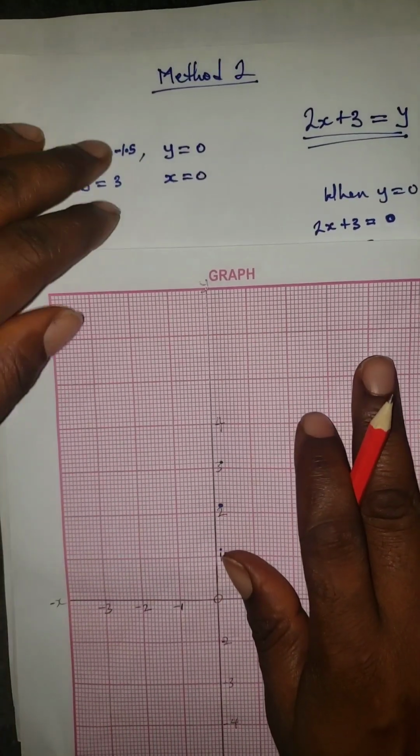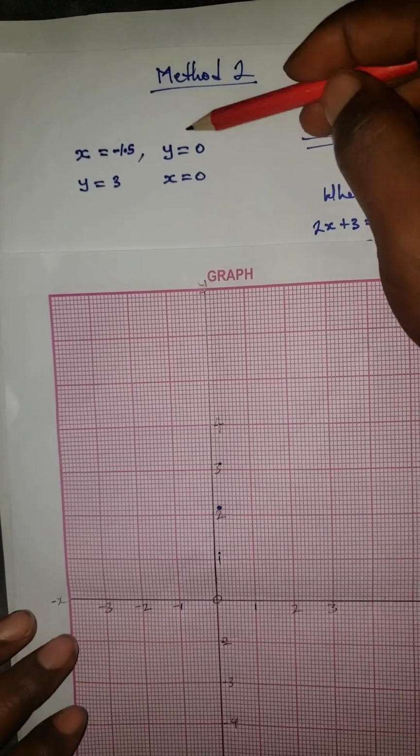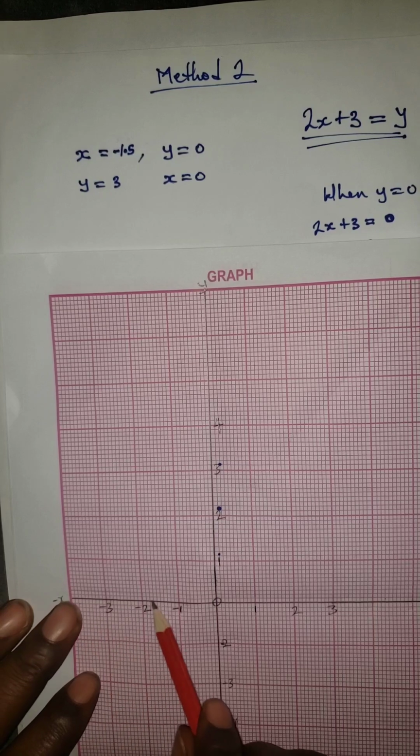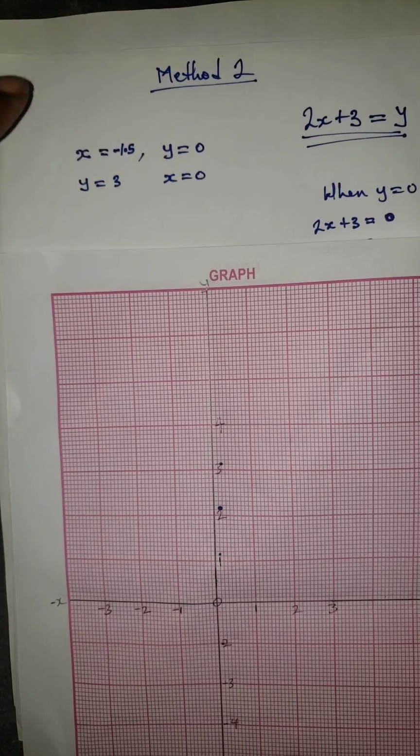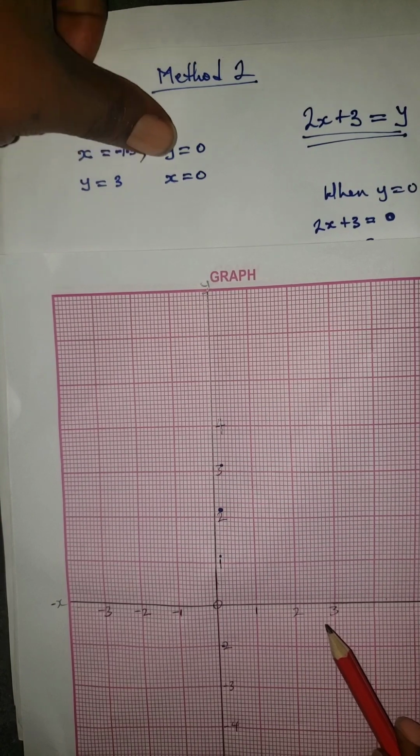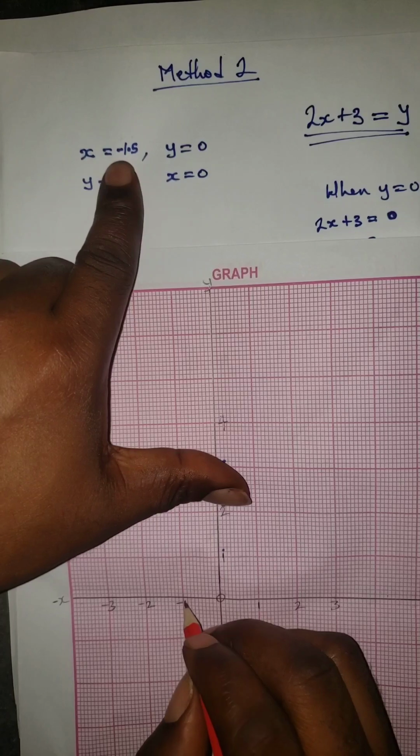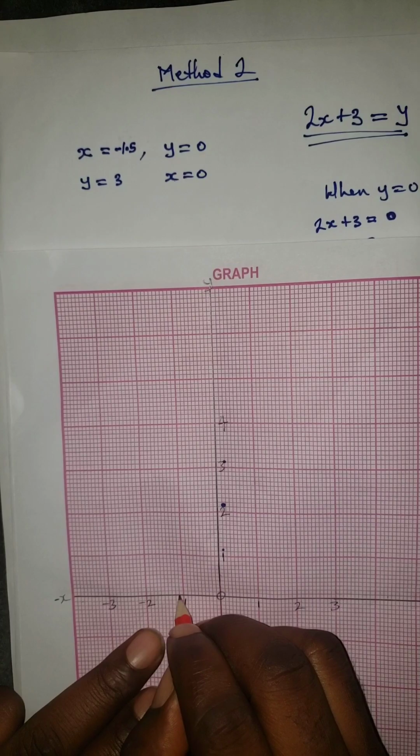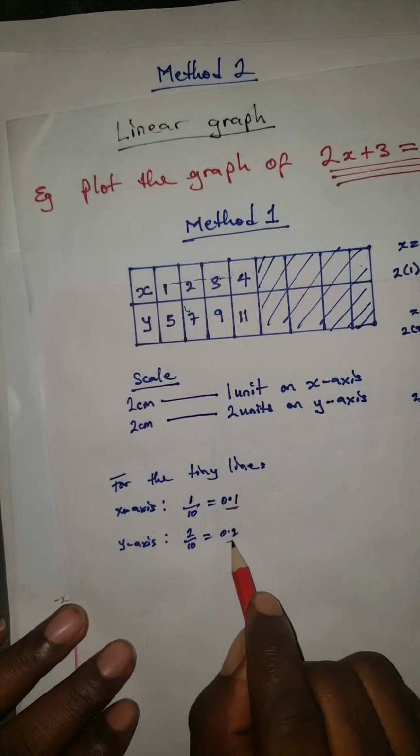Okay, now how do we make use of this to plot this graph? When y equals 0, it is on this axis, on the s axis is where y equals 0. Now what happens there is that at y equals 0, s equals -1.5. So I will go to my x and get my -1.5. That's -1. Remember, we showed how to get the value of your tiny lines.